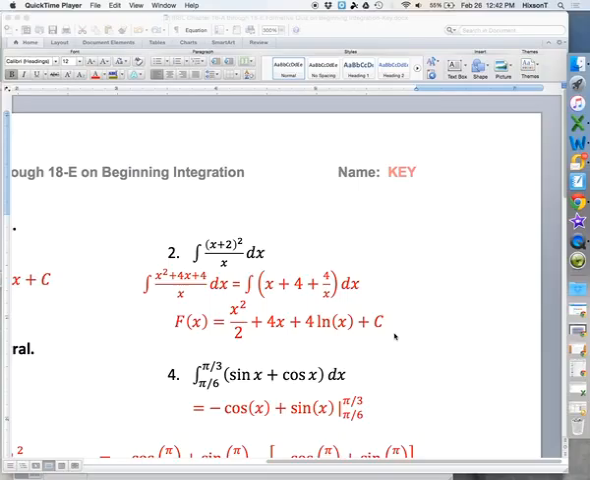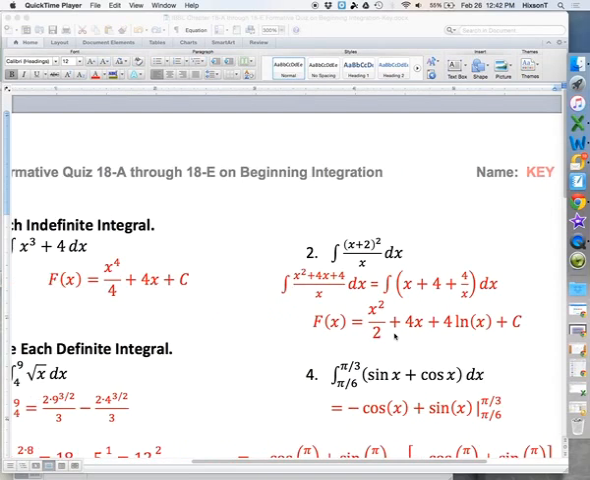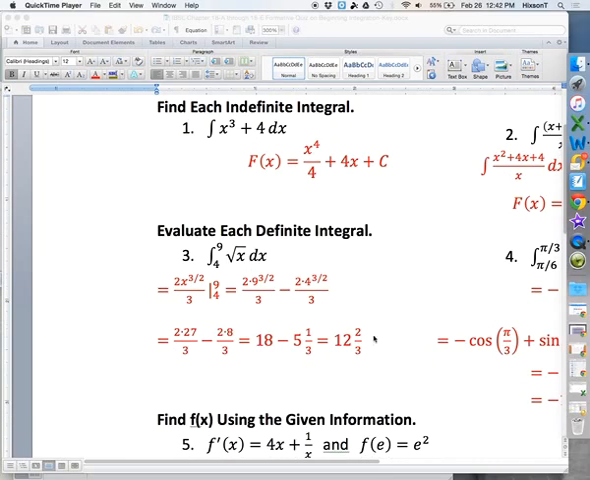All right, any questions on the first two? All right, good. Number three here, we have a definite integral, so we need to take the integral of x to the 1/2 power. So you add 1, now it's x to the 3/2, and then you multiply by the reciprocal of the new exponent, so it's times 2/3. So that's how we got this, okay?